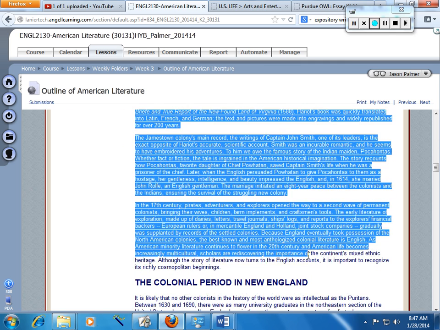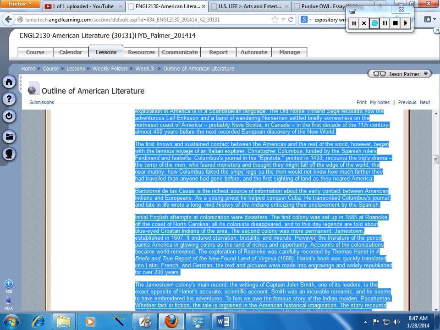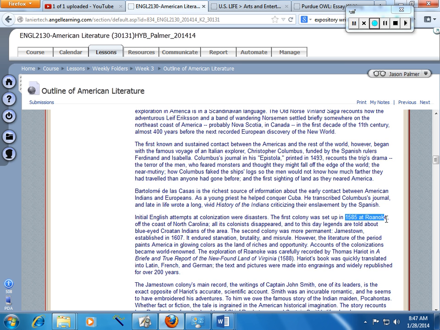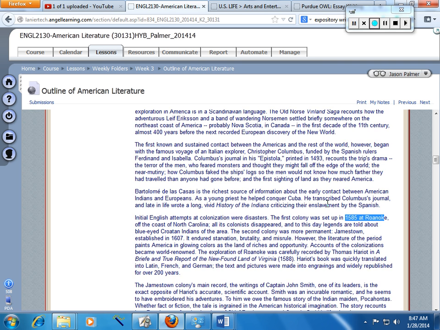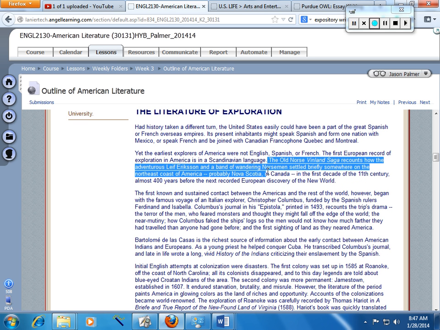Talks about the explorers. I think it mentions Roanoke in 1585, which was the first colony but didn't really last, so that's why we're not really using 1585 as a date. It also mentions Leif Erikson and the Vikings that came 400 years before Christopher Columbus.